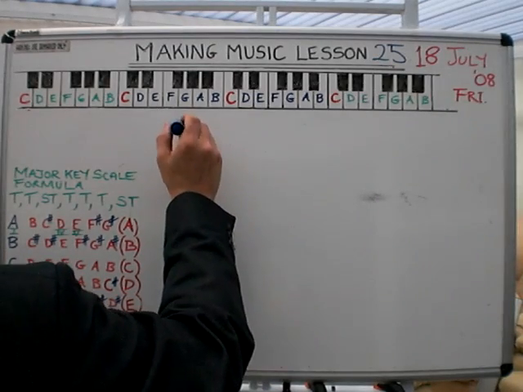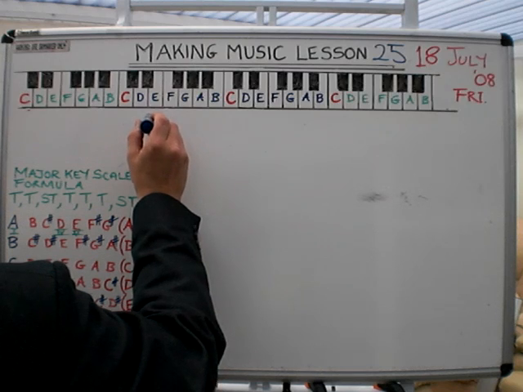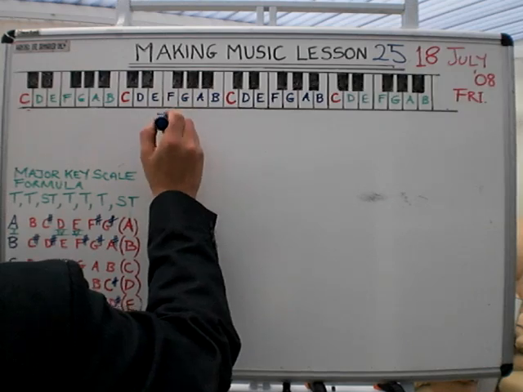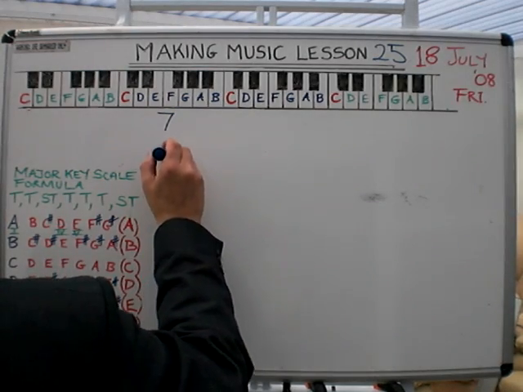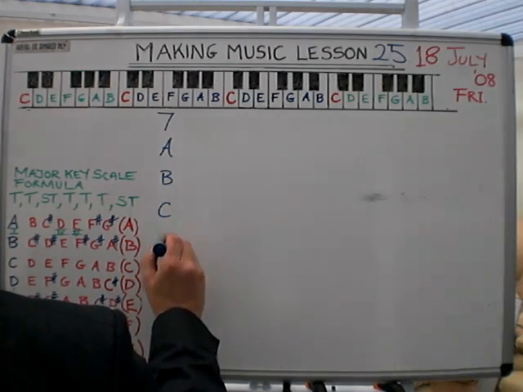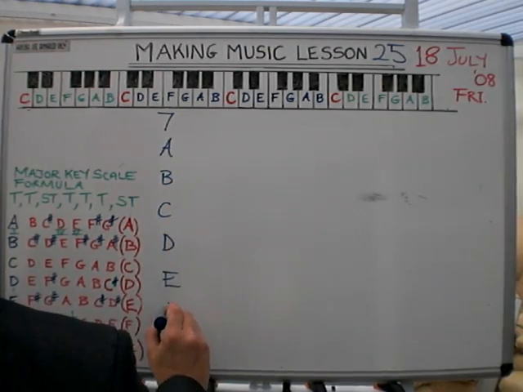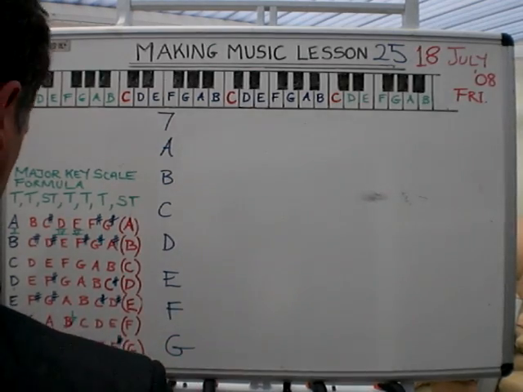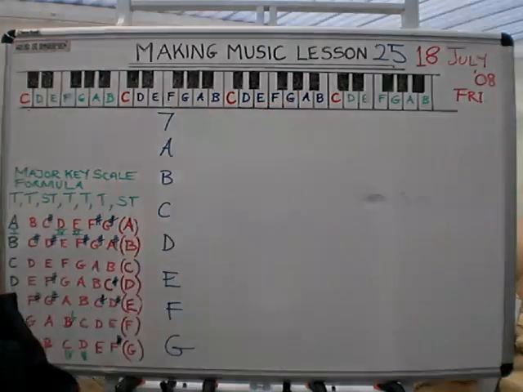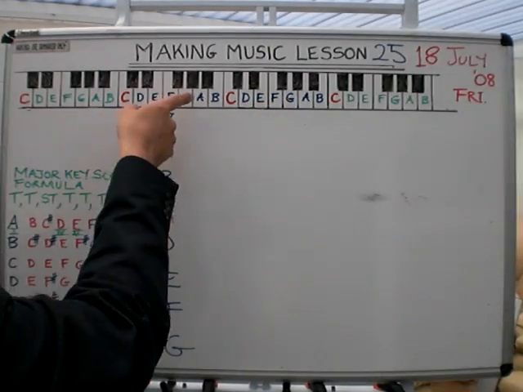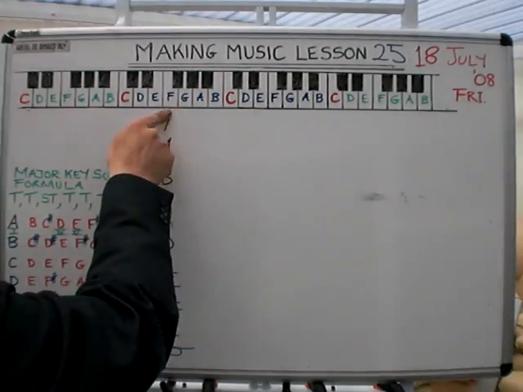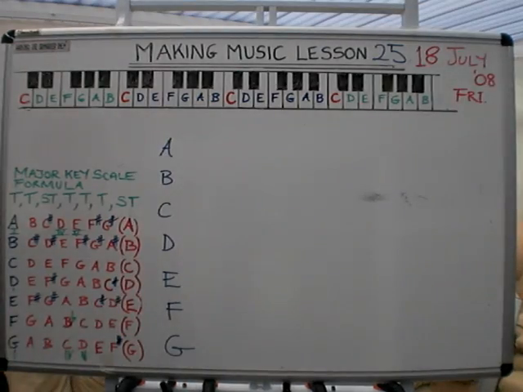We said there was the 7 naturals. I'll just draw out the 7 naturals. I'll write it here, 7. So we've got A, B, C, D, E, F and G. A, B, C, D, E, F, G. But if we wanted to start including the black keys in between, we're talking about a chromatic scale. So I'm going to rub this out and we're going to draw in the chromatic scale.